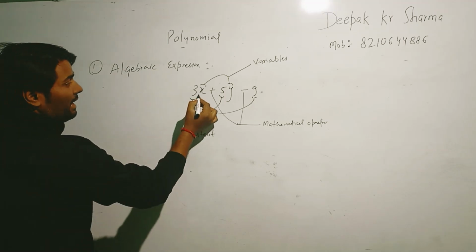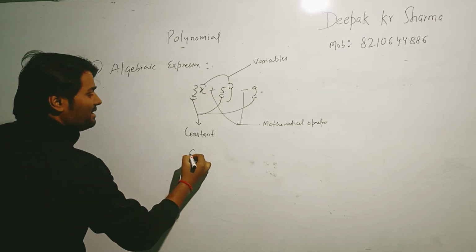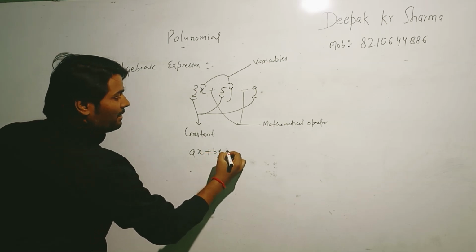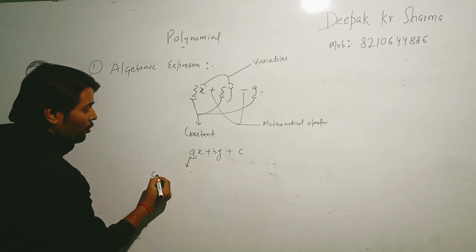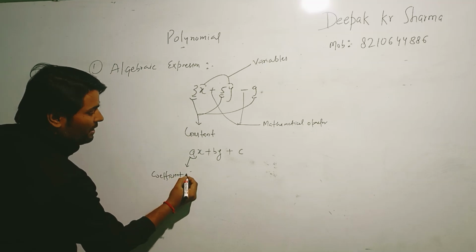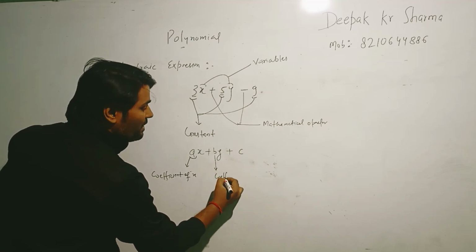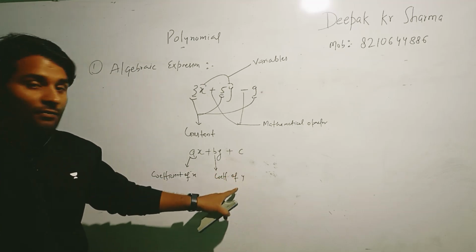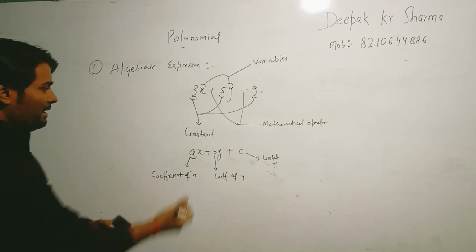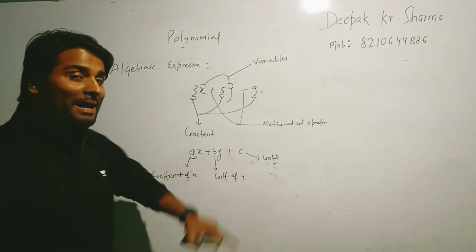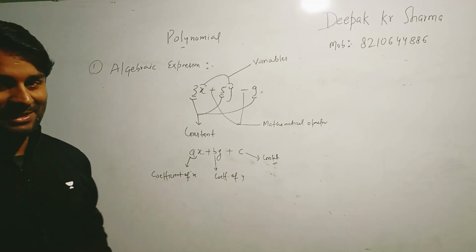Again, if you see here, this 3 and 5 are also known as the coefficients. How? Let me generalize this. So ax plus by plus c, right? Again, you can see this a is known as the coefficient of x. Now what is b? So b is again the coefficient of y, and what is c? So c is the constant here, right? And again x and y are variables and this plus is a mathematical operator. So this is all about the algebraic expression, right?